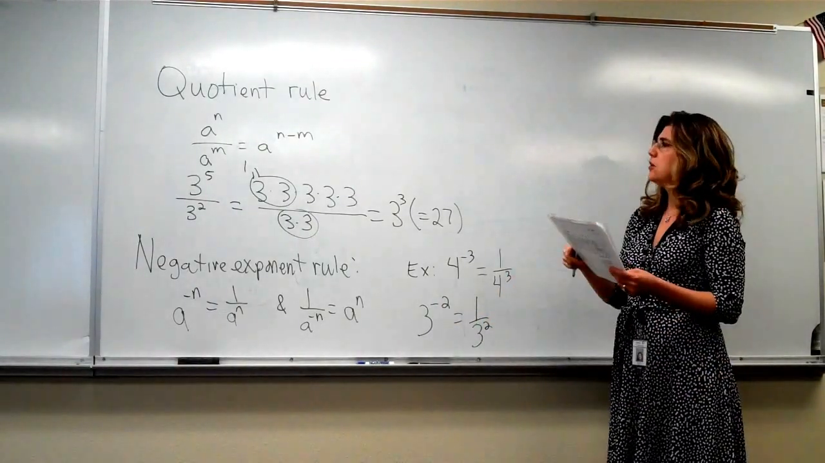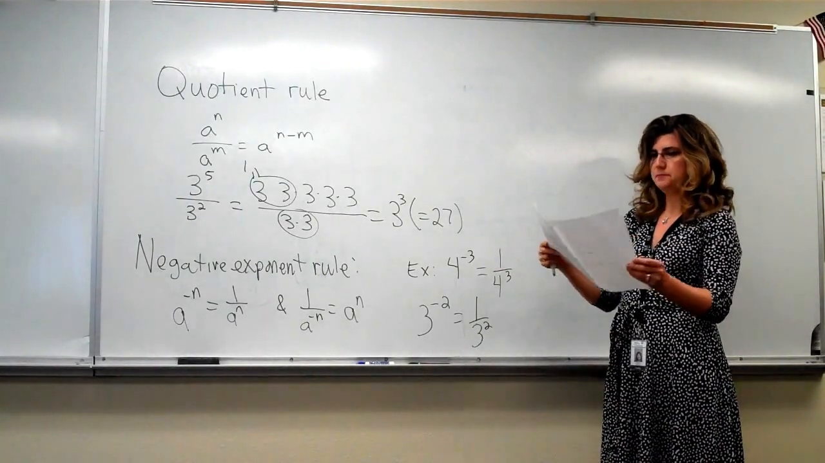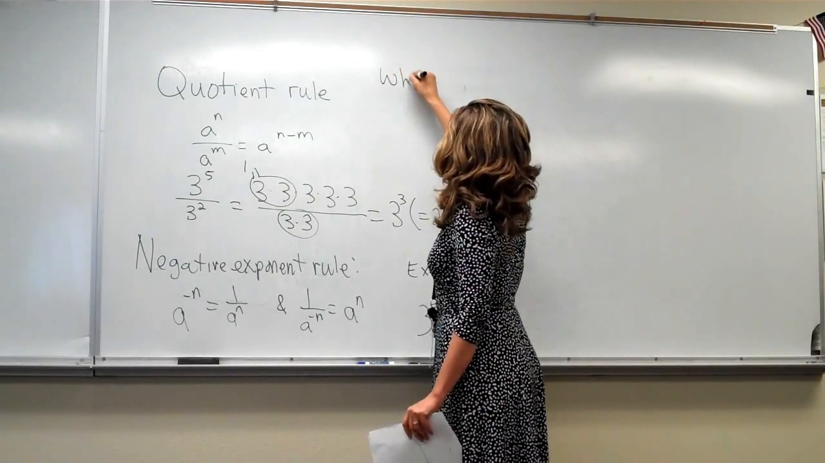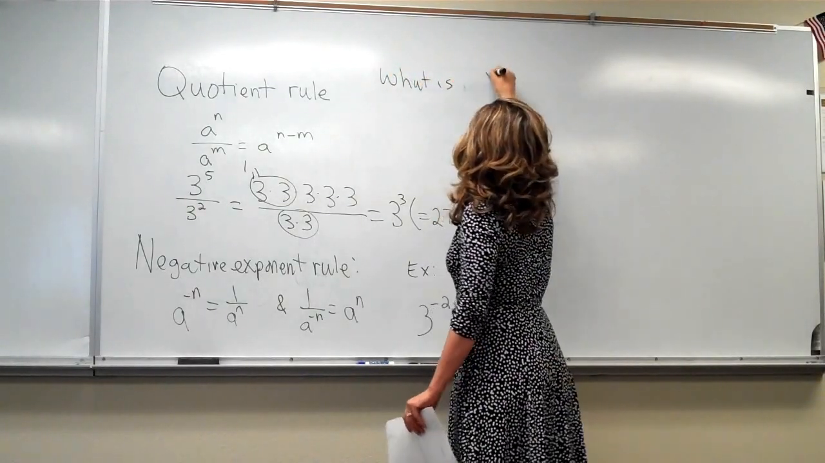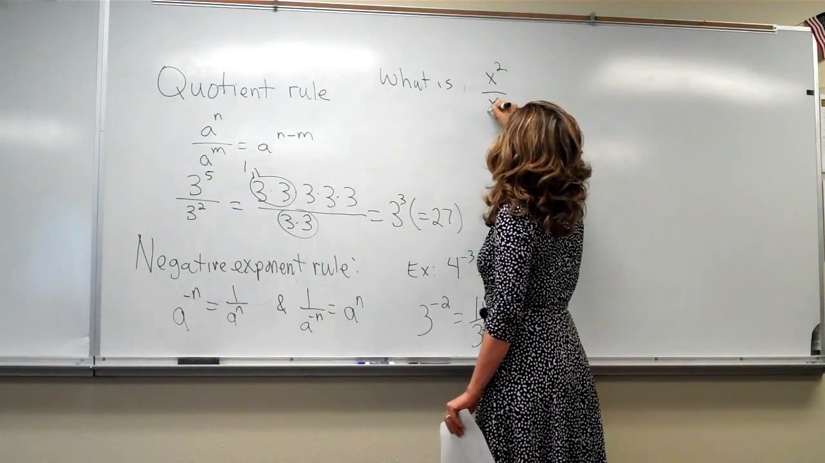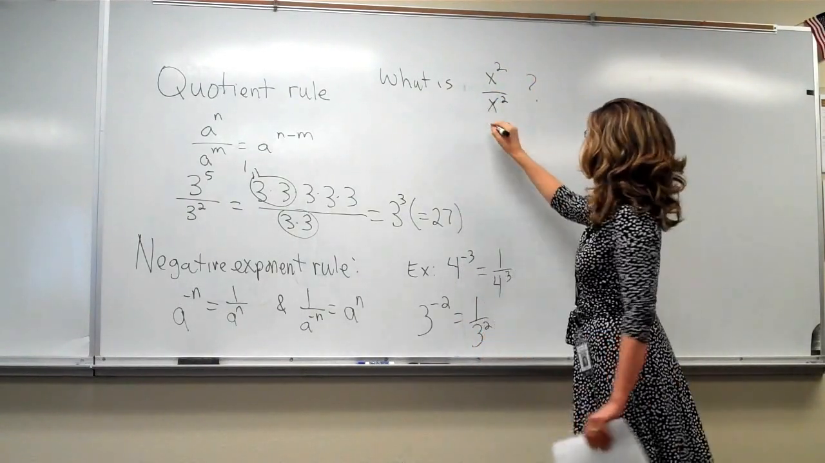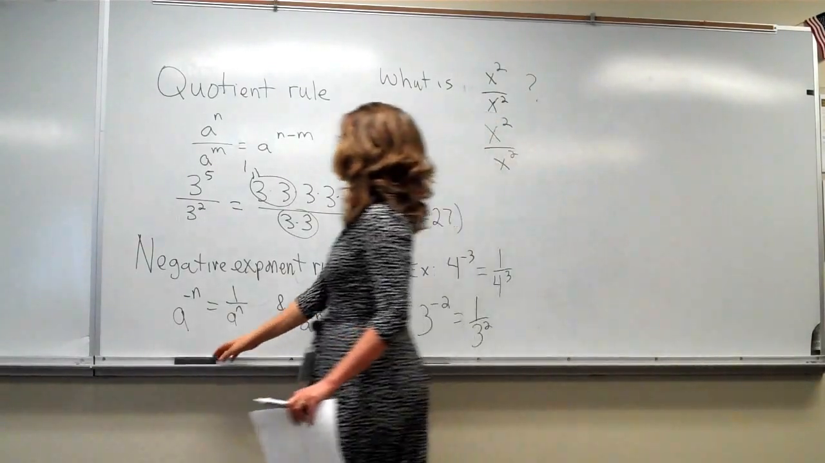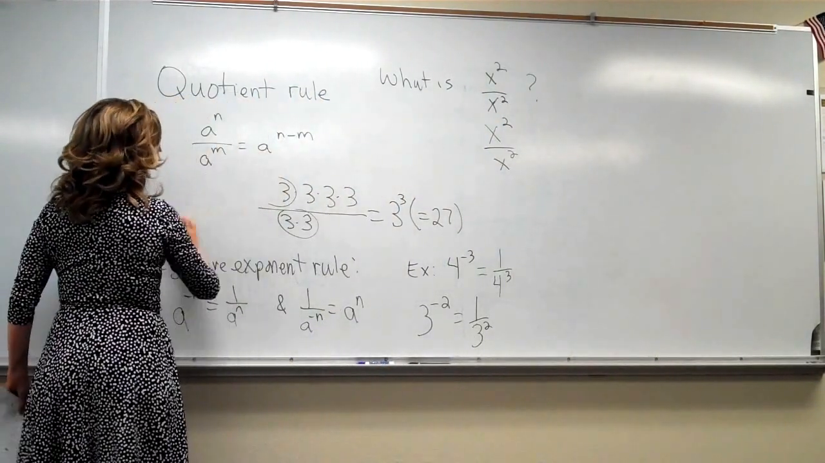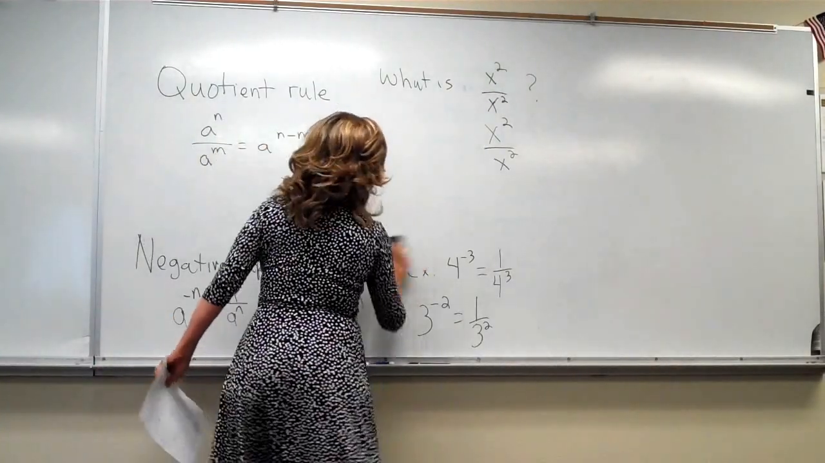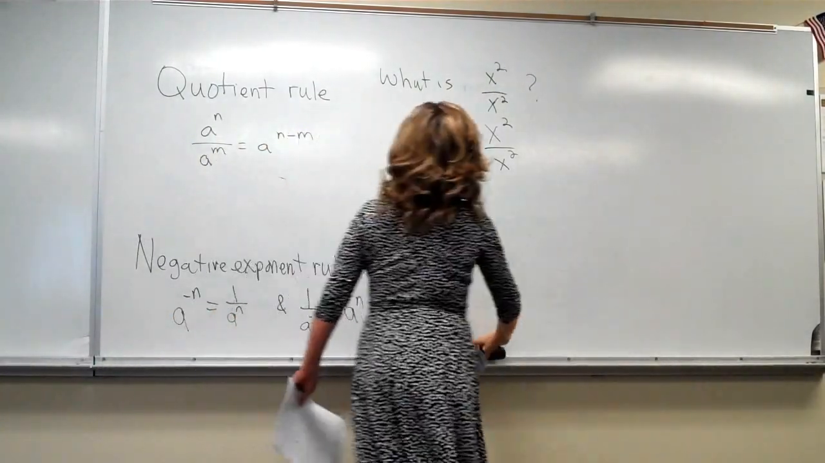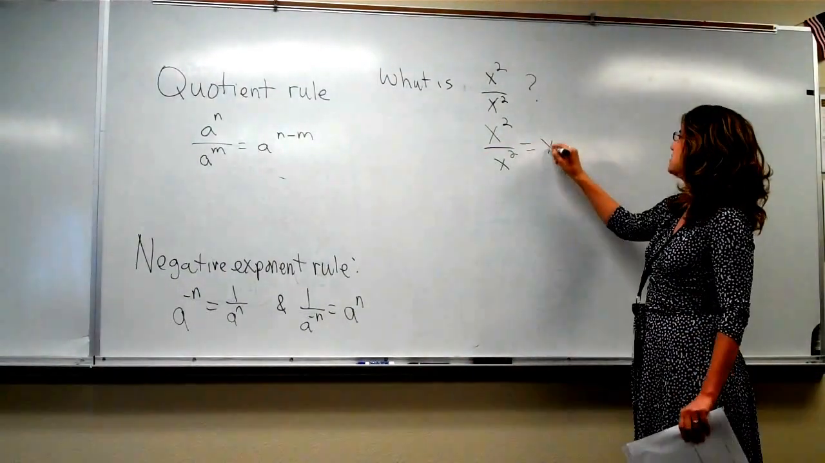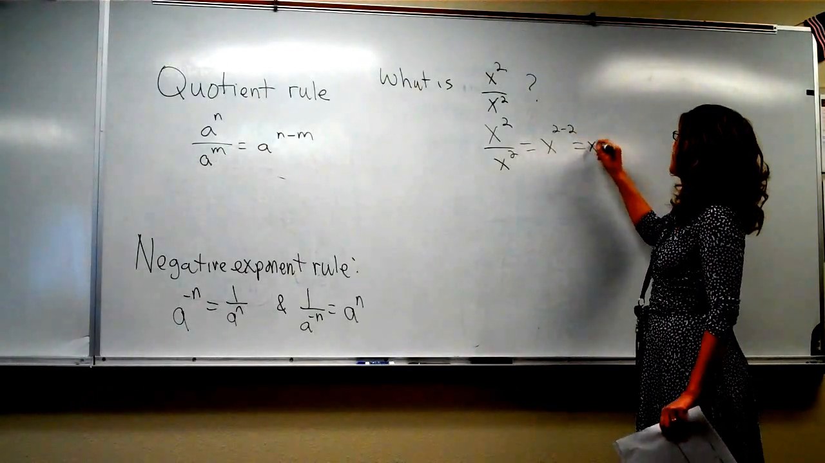All right, so let's consider this question. What is x squared over x squared? I'm just going to erase a little bit of this so it's not too confusing. We're going to leave our rules up for the moment, in case we want to refer to them later. Well, by the quotient rule, that would be x to the 2 minus 2, or x to the 0.